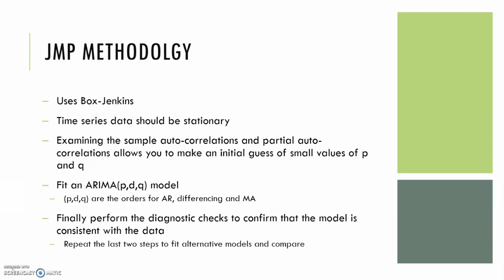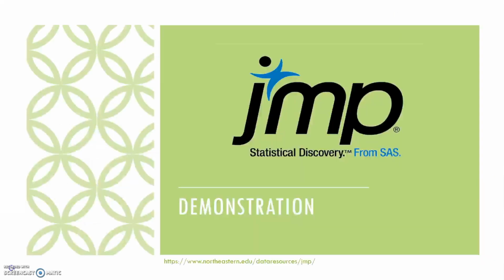You would fit your data to an ARIMA PDQ model, and the PDQ are the orders for autoregression, differencing, and moving average. Finally, JMP performs the diagnostic checks to confirm that the model is consistent with the data, and you can repeat the last two steps to fit alternative models and compare which one seems to be more accurate. And now Alana is going to take us over to JMP for our demonstration.